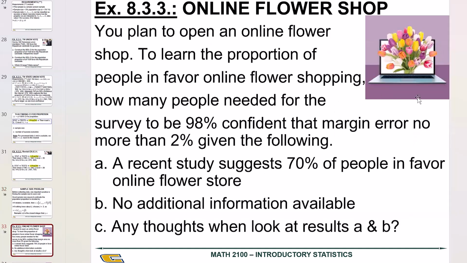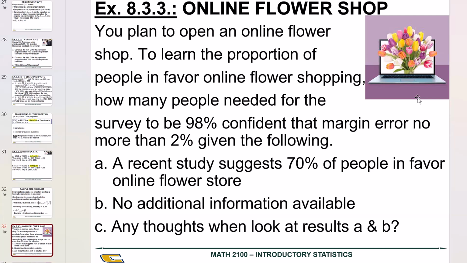So this example is about an online flower shop. Say you plan to open an online flower shop, and to learn about the proportion of people in favor of the idea of online flower shopping. How many people do you need to survey to be 98% confident that the margin of error, which is the E, is no more than 2%, which is no more than 0.02.